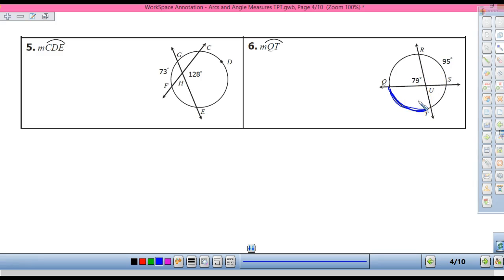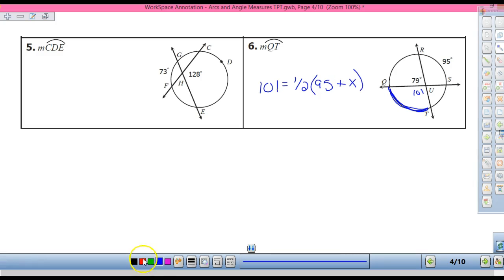101. How'd you get 101? 180 minus 79, yep. Because those are going to be your linear pair. So that's the answer? No, because we haven't found QT yet. We just found the angle, right? So now we have to set it up. So what is my angle? 101. So 101 equals 1/2 95 plus x.